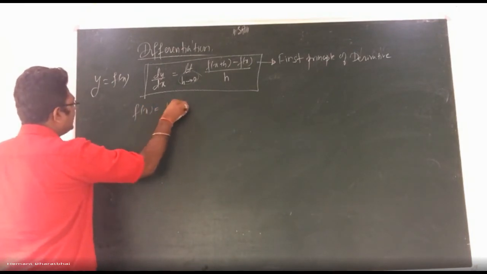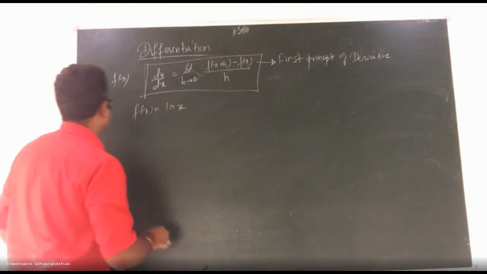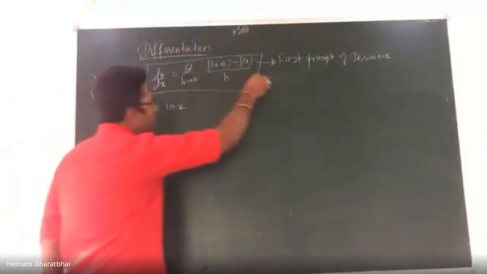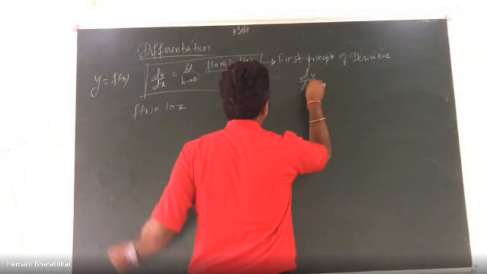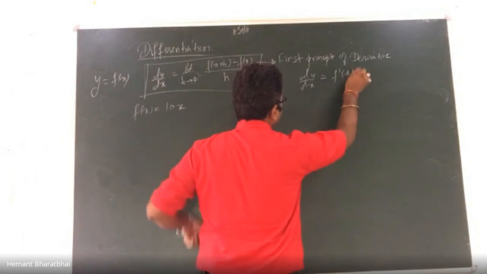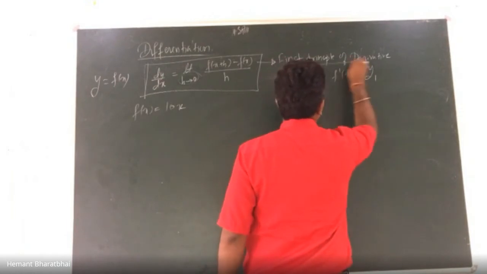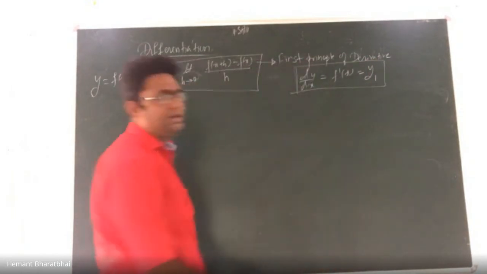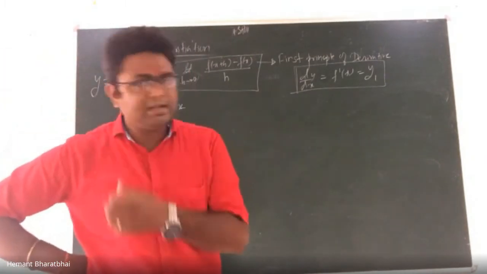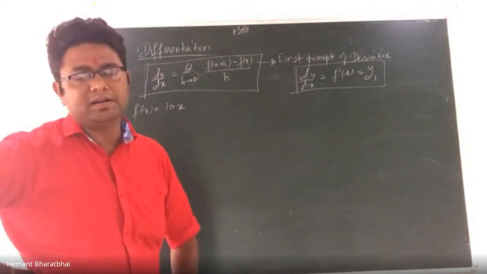See, my f of x is 10x. Now I want to find the derivative of f of x. Now this derivative dy by dx, since y was a function of x, is also denoted by the symbol f dash of x. Many times it is also denoted by y1. These are some different notations used for derivative. Derivative of y can be represented as dy by dx, or f dash of x, or y1.